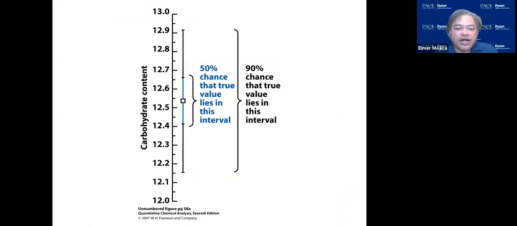So how are we going to interpret what we have? If you look at this, the 50% confidence interval, this is a 50% chance that the true value lies within this interval. Compare it to the 90% confidence interval that we have here.